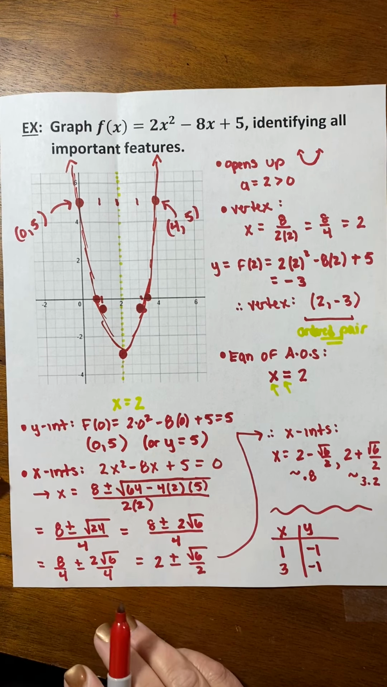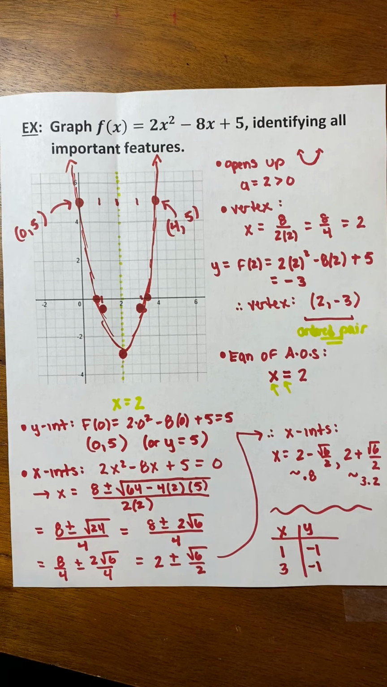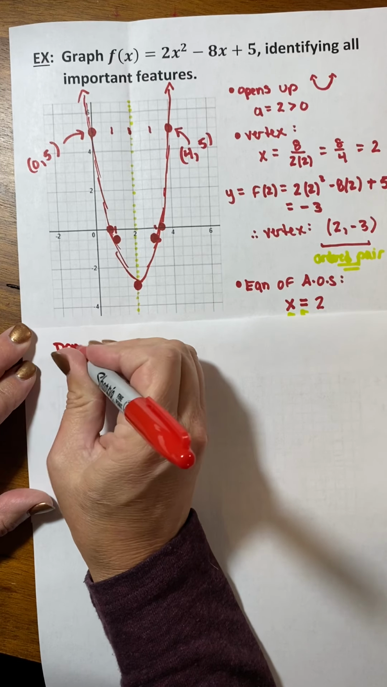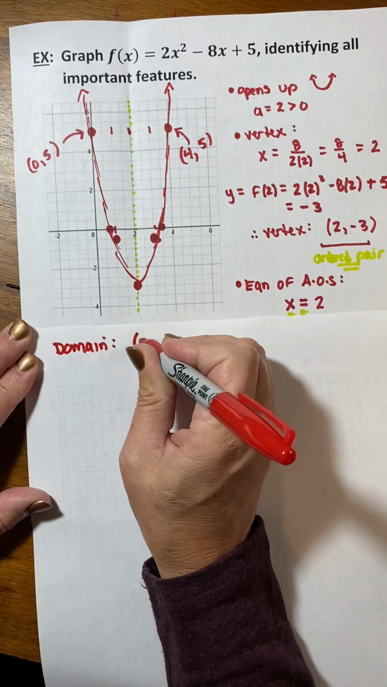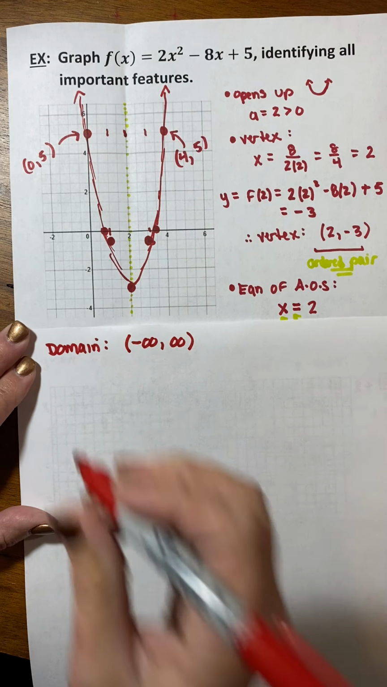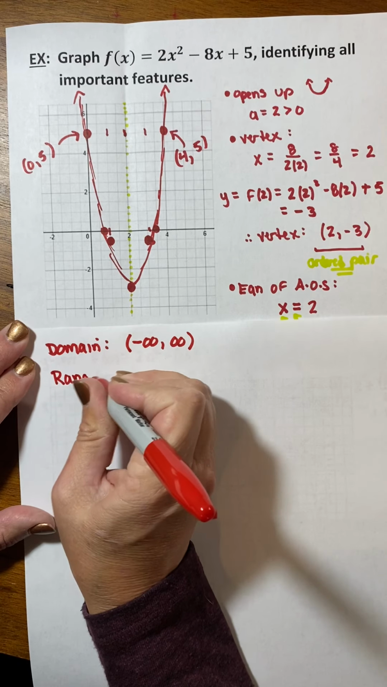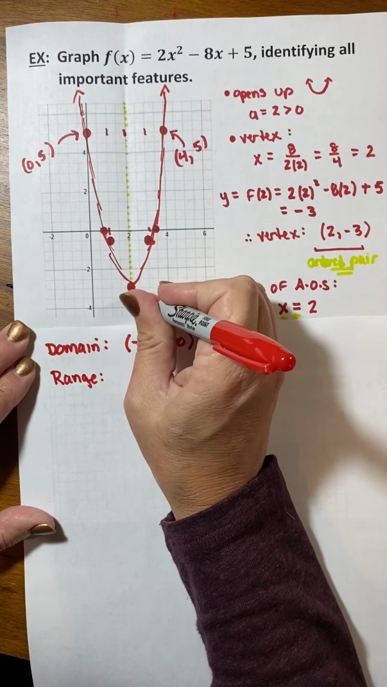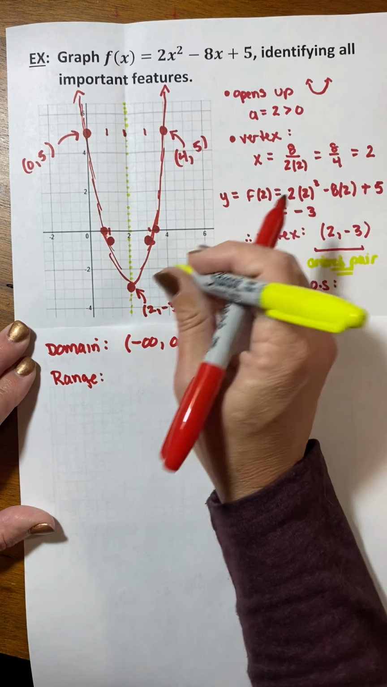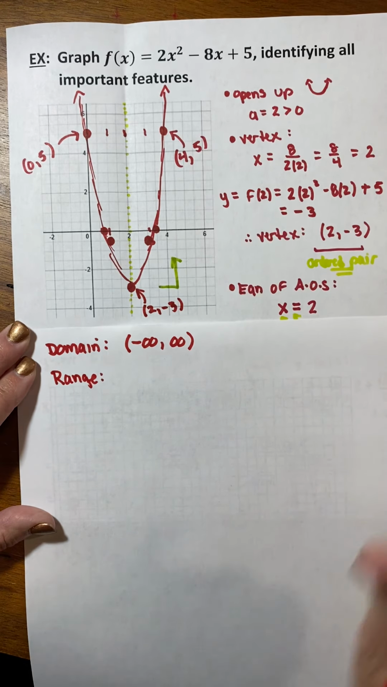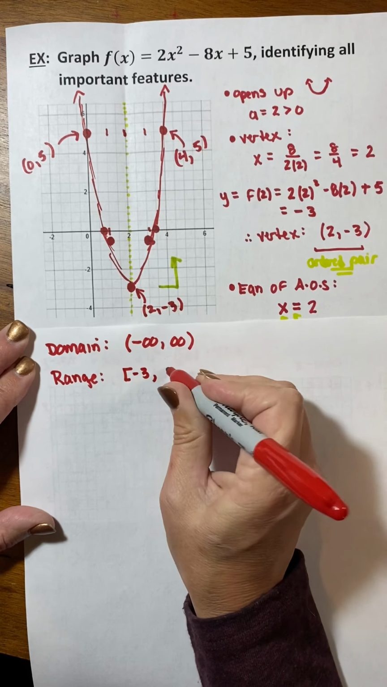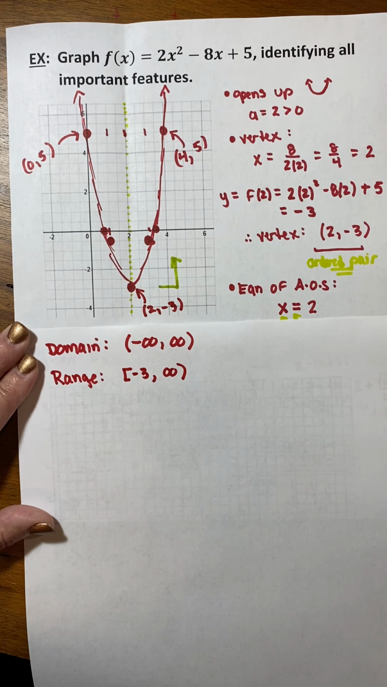All right, so what are a couple other important features we can identify here? Let's talk about what is the domain? Well, you would tell me the domain is all real numbers, in interval notation that's negative infinity to infinity, because the domain of all quadratic functions is all real numbers. Now the range. Remember, the range depends on the y-coordinate of the vertex, and the vertex is 2, negative 3. All my y values are from negative 3 up. So my lowest y value is negative 3, and then my y values shoot off to infinity. So my range would be negative 3 to infinity.